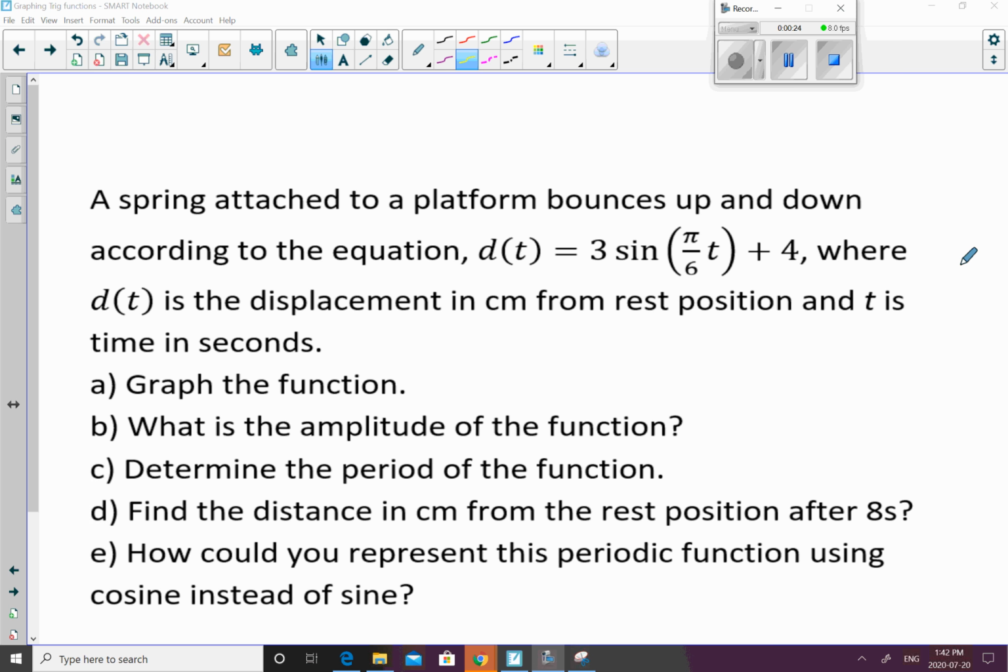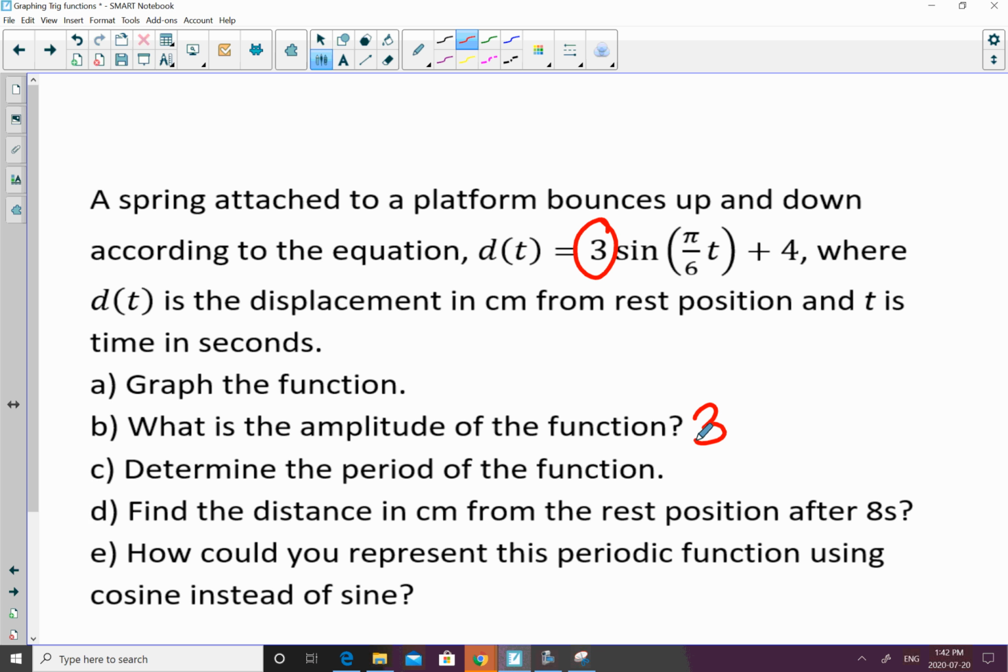We're going to start with the amplitude. The amplitude is the same as the vertical stretch factor. So this number here, 3, is the vertical stretch or the amplitude of the function: half of the vertical height, or the distance between the center and the maximum, or the center and the minimum.